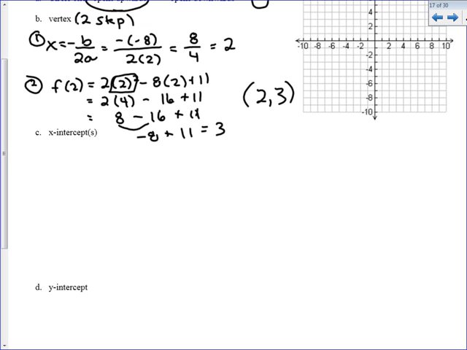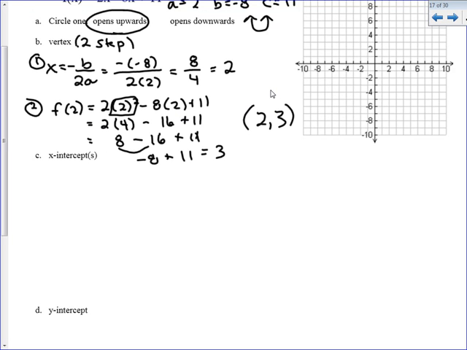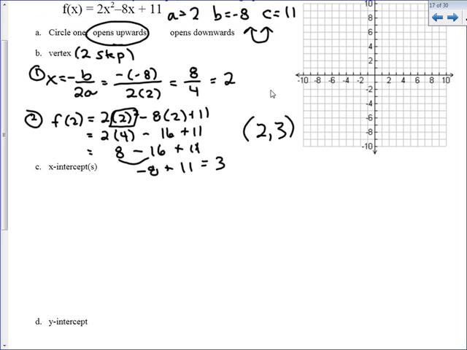You can just do it on the calculator. You don't need all that work. I'd like to see you set it up. Show me what you substituted, where your parentheses are. But yeah, you could enter that all in the calculator. So I'm going to go over 2, up 3. Here's my vertex.